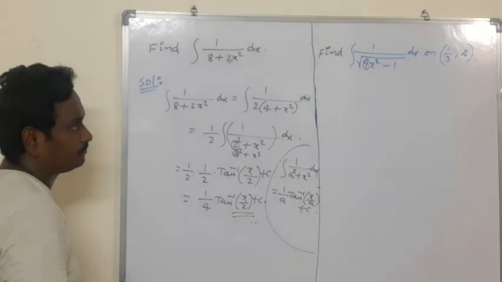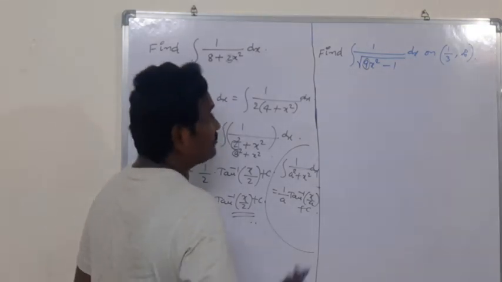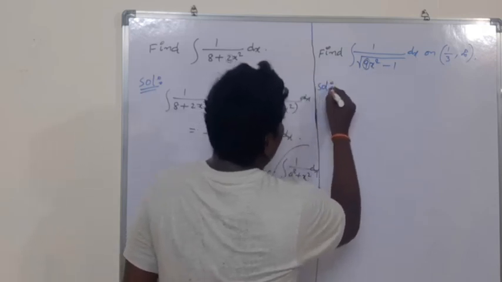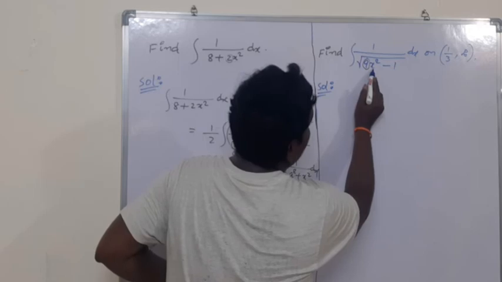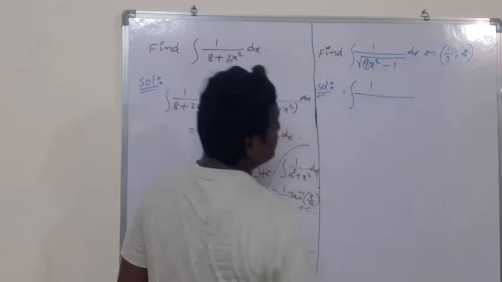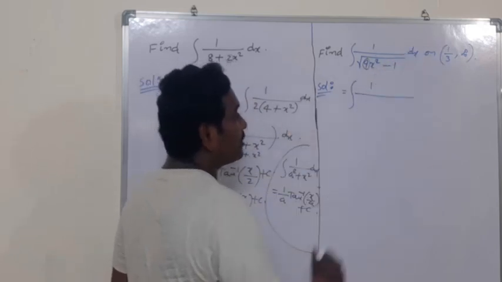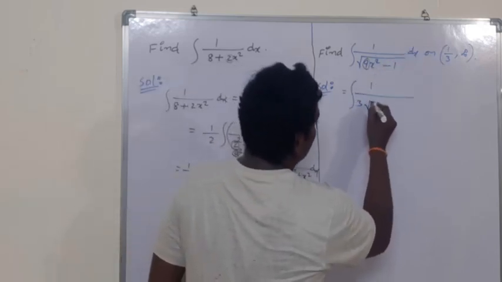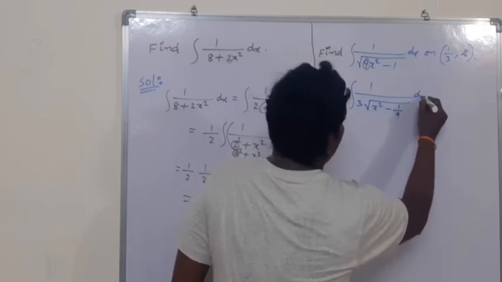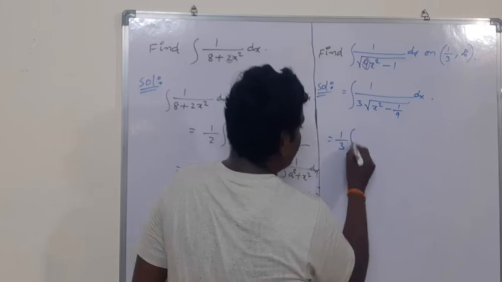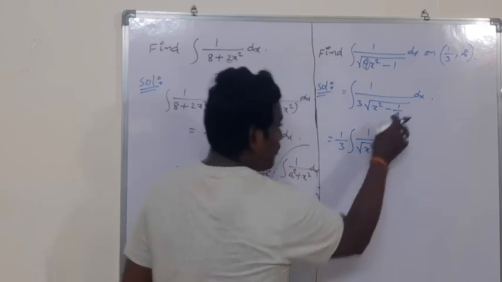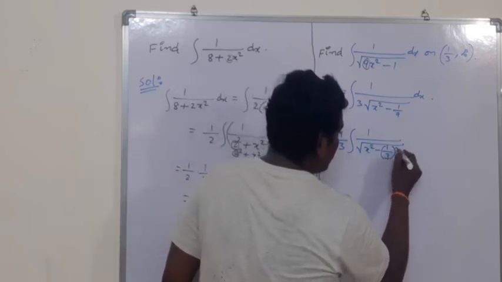Now see the next problem. Here also, first we should make the coefficient of x square 1. That's why take the coefficient of x square common outside. So you will get 1 by 9 is the constant term, but we have a square root. That's why you will get 3 into root over x square minus 1 by 9 into dx. So 1 by 3 into integration of 1 by root over x square minus 1 by 9 can be written as 1 by 3 whole square.